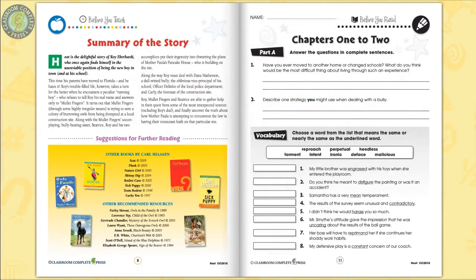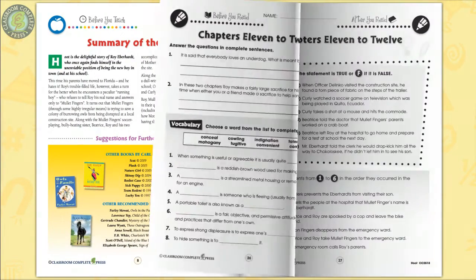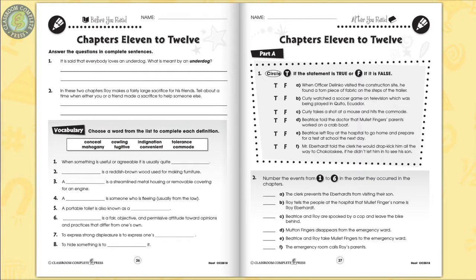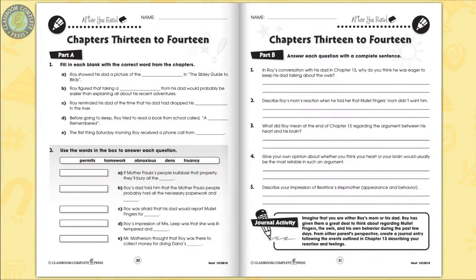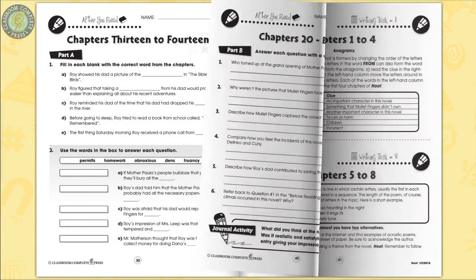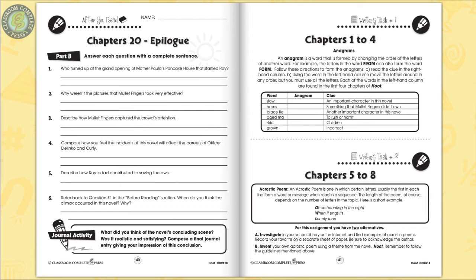Students give their own strategies when dealing with bullies. Put events from the story in the order that they happened when Beatrice and Roy take Mullet Fingers to the emergency ward. Students describe their impression of Beatrice's stepmother. 6 additional writing tasks follow.